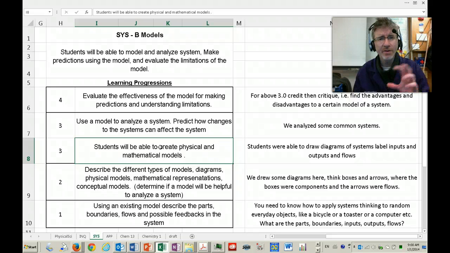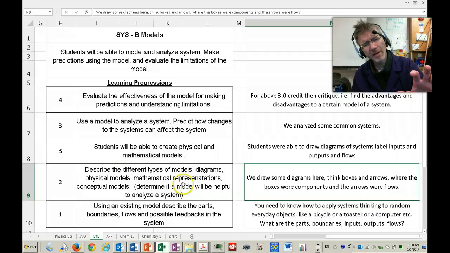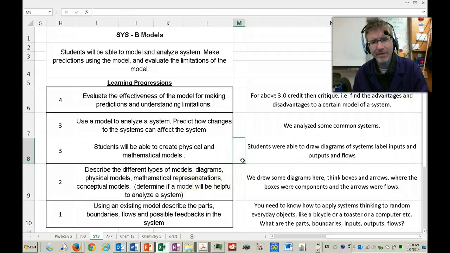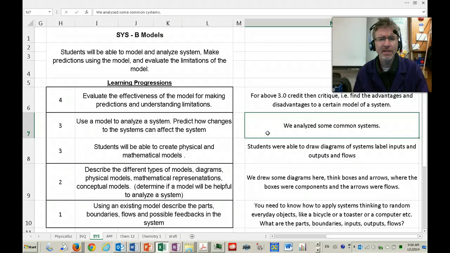Then, can you draw those diagrams yourself? So for level 2, think about, can you understand them? Level 3, can you make them yourselves? Can you label the inputs and the outputs and the flows? And then can you analyze certain common systems? Then predict maybe how changes to the system can affect the system, like if something breaks down or is gone from the system. That's all for level 3 in this standard SYSB.